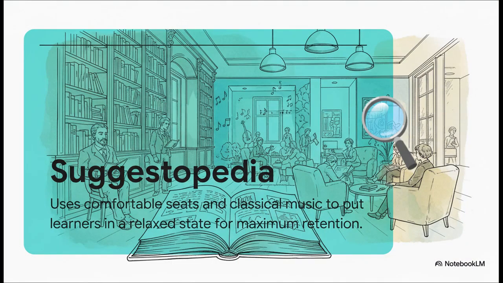Then there was Suggestopedia, which was all about creating a vibe of, like, infant-like relaxation. We're talking comfy armchairs, dim lighting, classical music playing softly in the background. The theory was that if you could get learners into this super relaxed, suggestive state, their brains would just soak up the new language effortlessly.